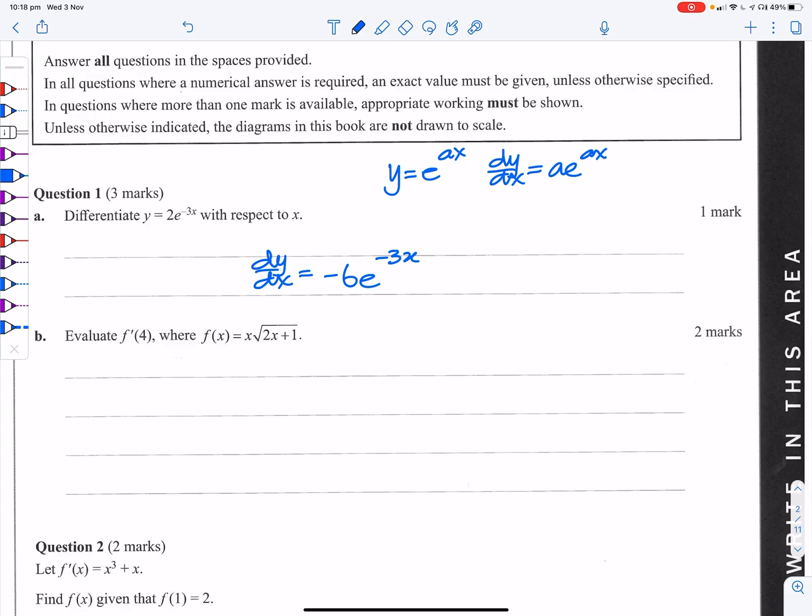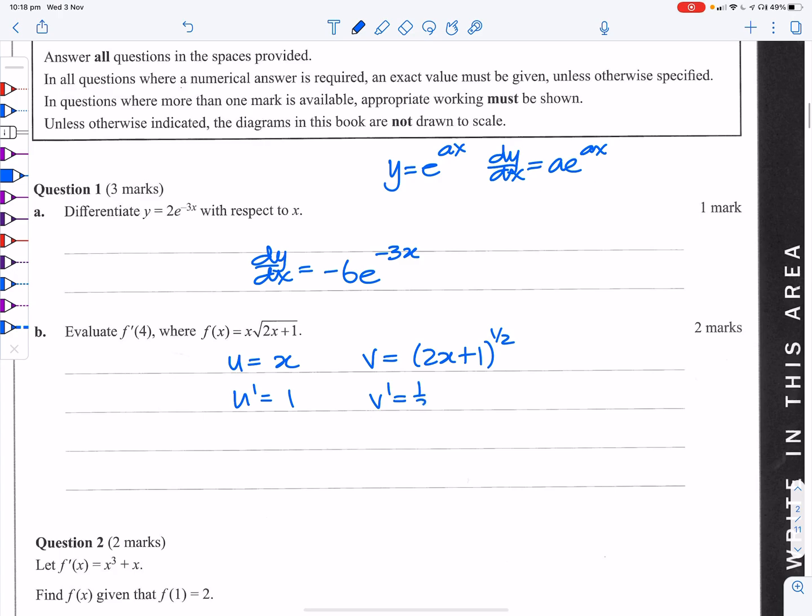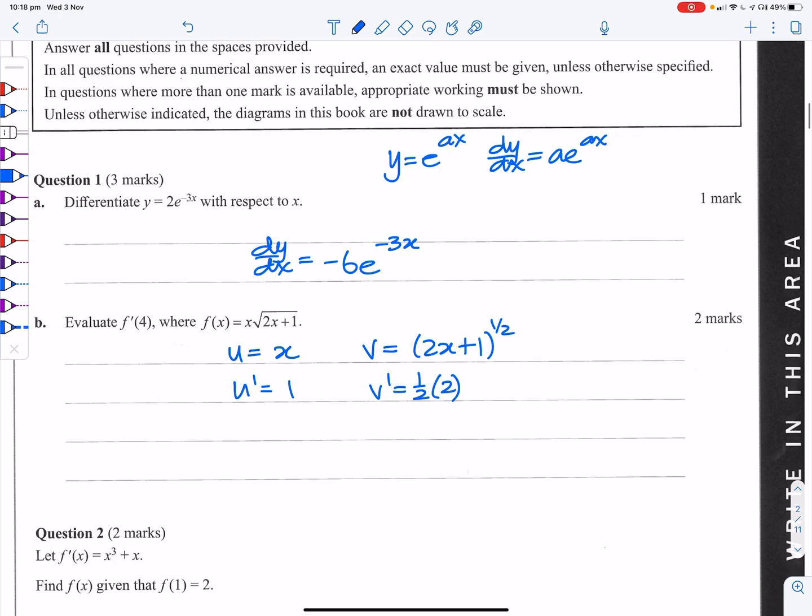Okay, second one. We've got to find the derivative of this. So let's say u is equal to x, v is equal to 2x plus 1 to the half. Of course, this is a product rule question because we've got a product of two functions. u dash is 1. v dash, we've got to use a chain rule here. We bring our half down to the front, multiply it by the derivative of the bracket, multiply it by the bracket, and subtract 1 from the power. Now they cancel each other out. Well, they equal 1. So we get 1 over root 2x plus 1.